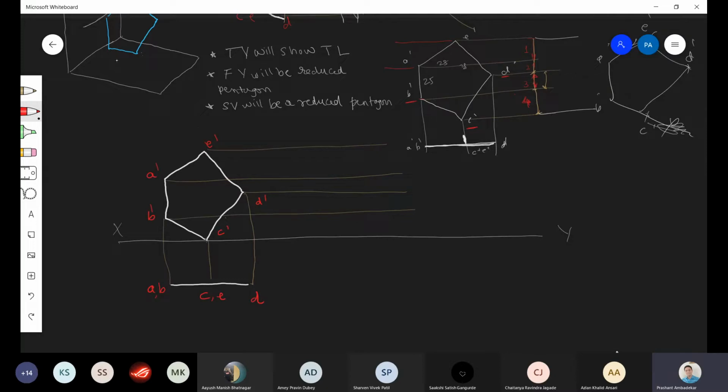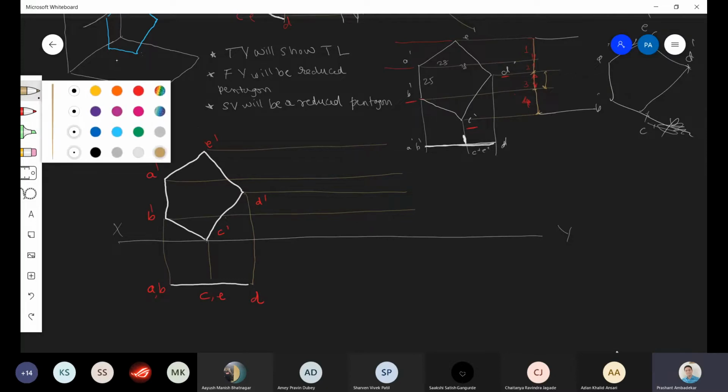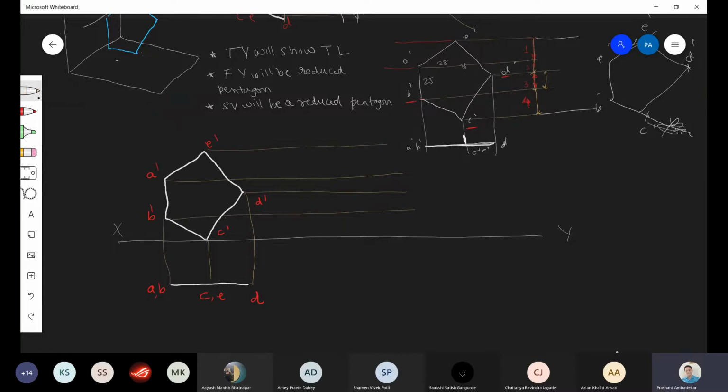Then what is told? It is told that it is inclined to VP at 30 degree. So it is inclined to VP at 30 degree means from here we'll draw a line at what angle? At 30 degree. Now we'll name the points here as A1 and B1. So where will C and E come? If you take this distance in compass from here to here and draw an arc here, somewhere here we'll get the point CE.